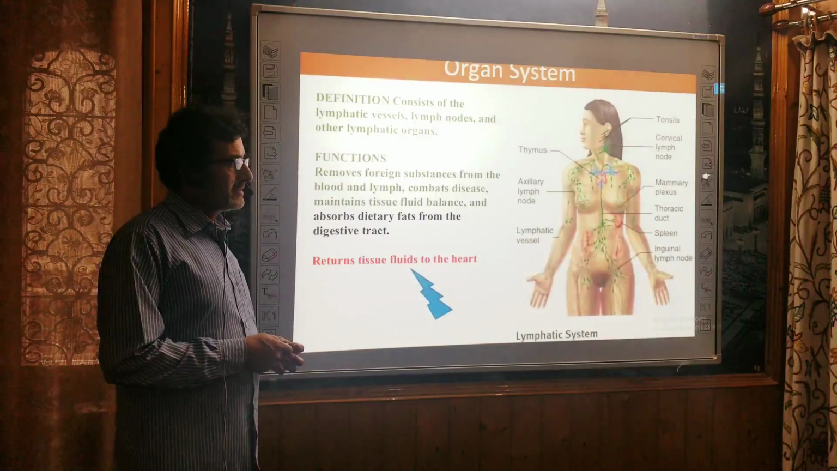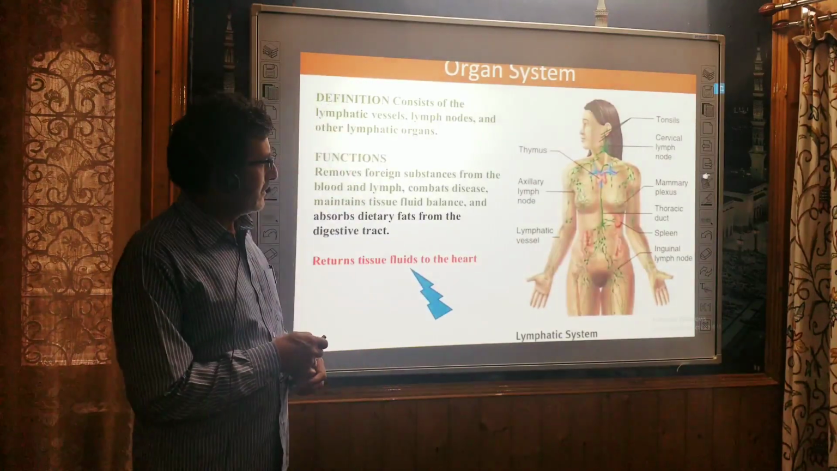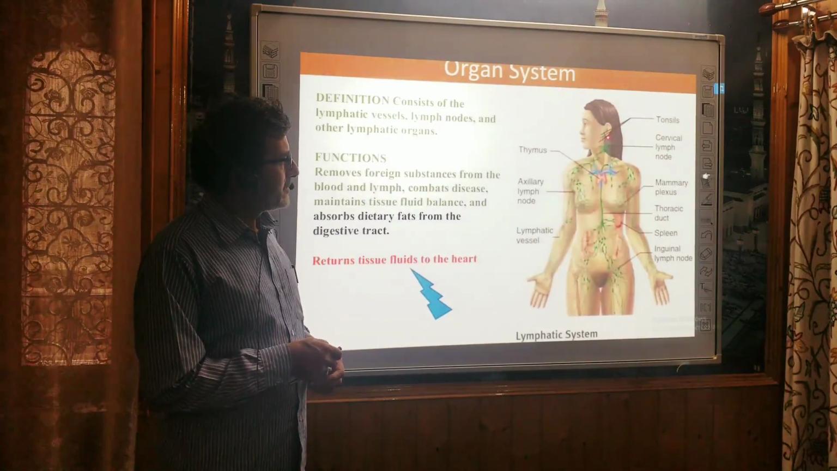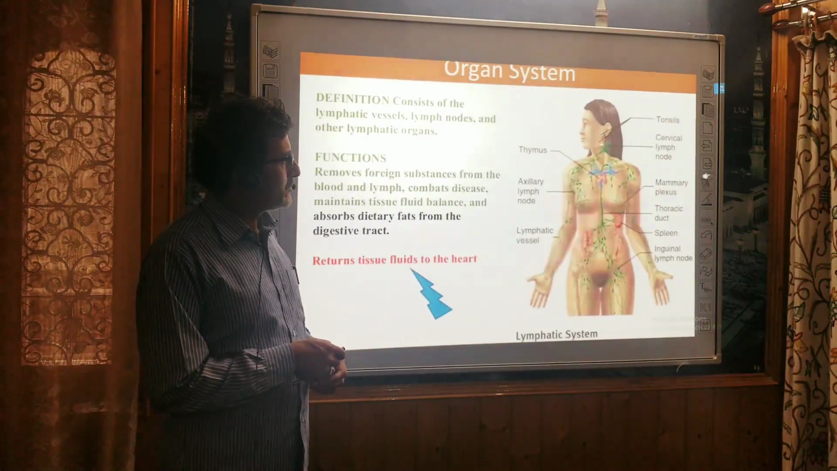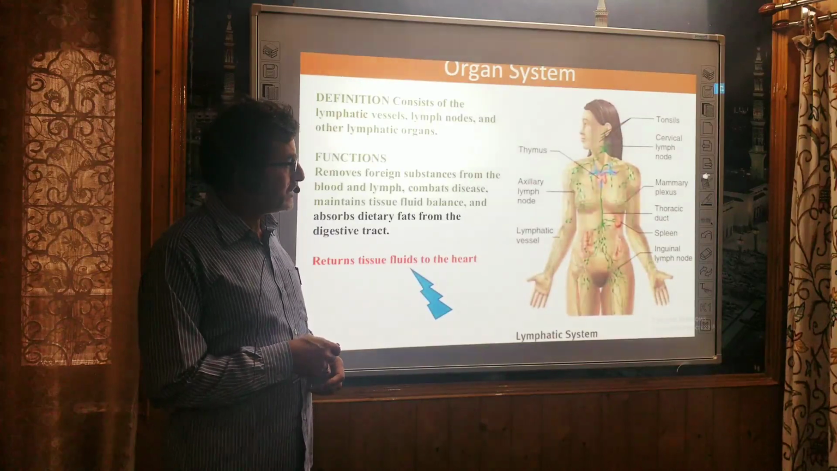Next, the lymphatic system, which maintains our immune system. These are the tonsils, which have no blood supply, sensitive cells. This is a lymph node. This is the thymus gland, which gives us thymosin.